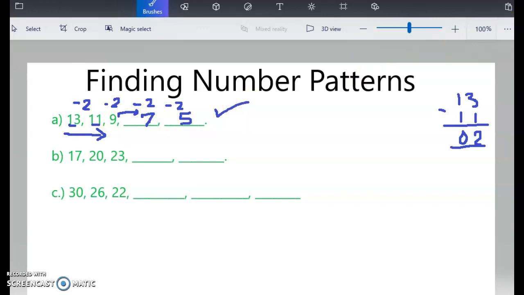Now let's go ahead and try out the second one together, following those little reminders to help to guide us, right? So first we want to look at it this way. We want to read it from left to right. Is it getting bigger or is it getting smaller? It went from 17 to 20 to 23. I can already see the numbers are getting bigger, so they are adding.